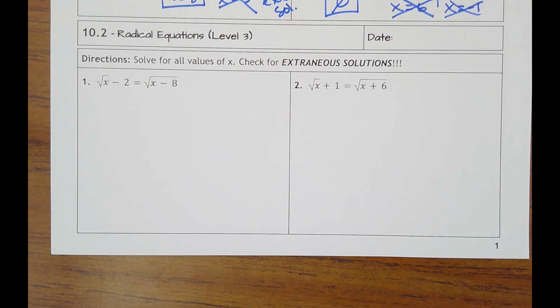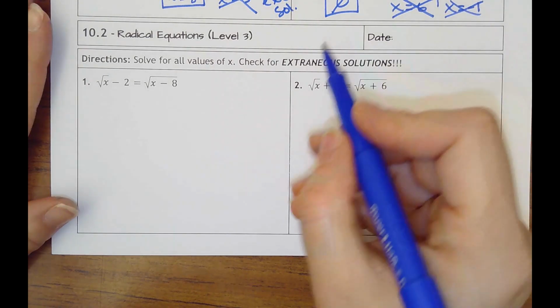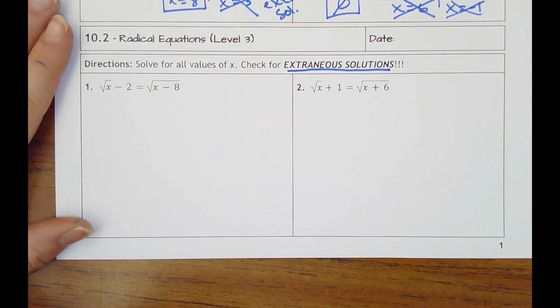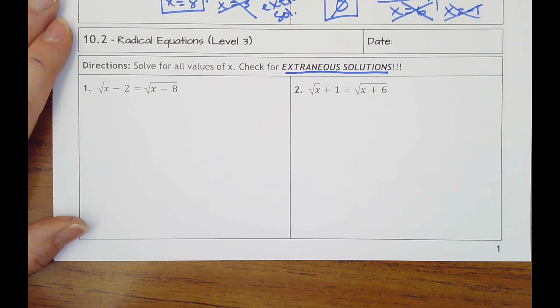Lesson 10.2 is radical equations again, so having equations that have the square root symbol. This is level 3, so they get a little bit harder. We still need to make sure that we're checking for these extra solutions that we get, but when we plug them in to check, they don't work.